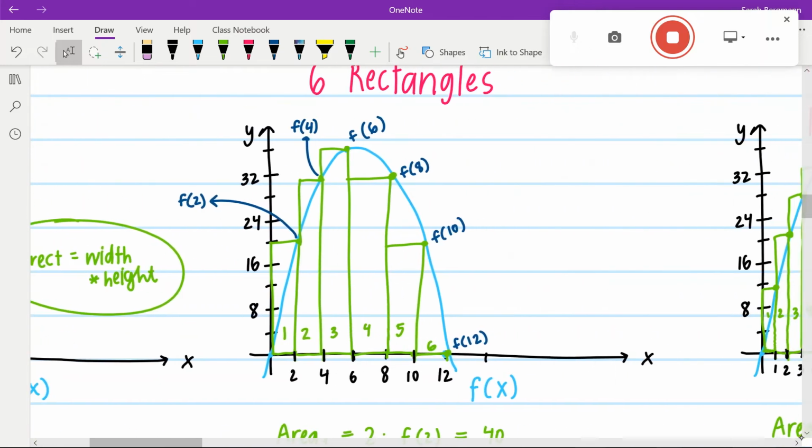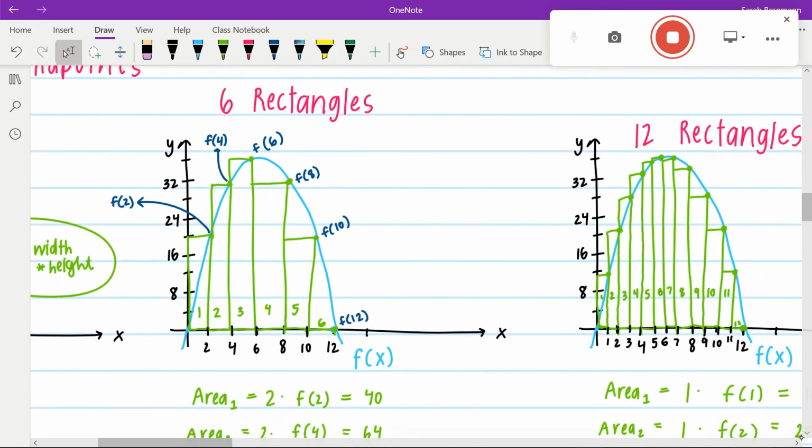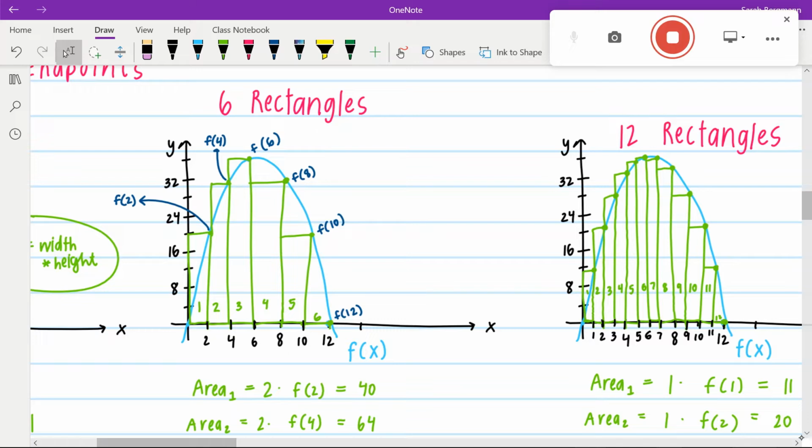Now let's look at the same problem, except now we're going to use 6 rectangles. I went ahead and already drew the 6 rectangles in using the right endpoints. So the right endpoints of each segment are shown here, and I drew the rectangle in. So as you can see, there are 6 rectangles here, and the heights I highlighted for each rectangle. For 6 rectangles, each rectangle has a width of 2 units. So I went ahead and wrote that out first.